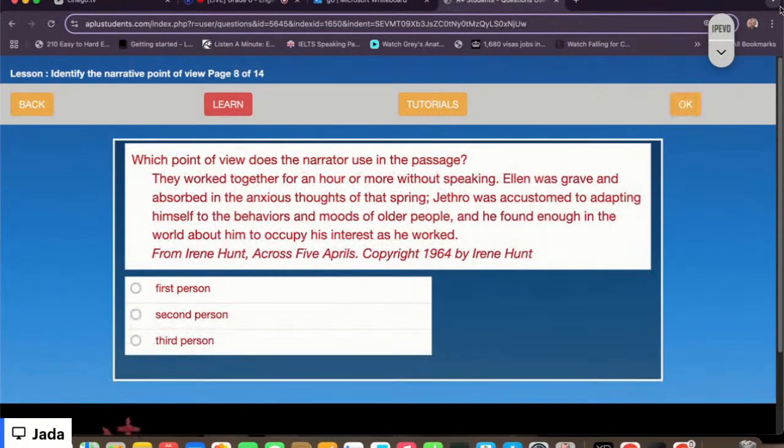So they walked together for an hour or more without speaking. Ellen was grave and absorbed in the anxious thought of that spring. Jethro was accustomed to adapting himself to the behavior and moods of older people, and he found enough in the world about him to occupy his interest as he walked. First to second.